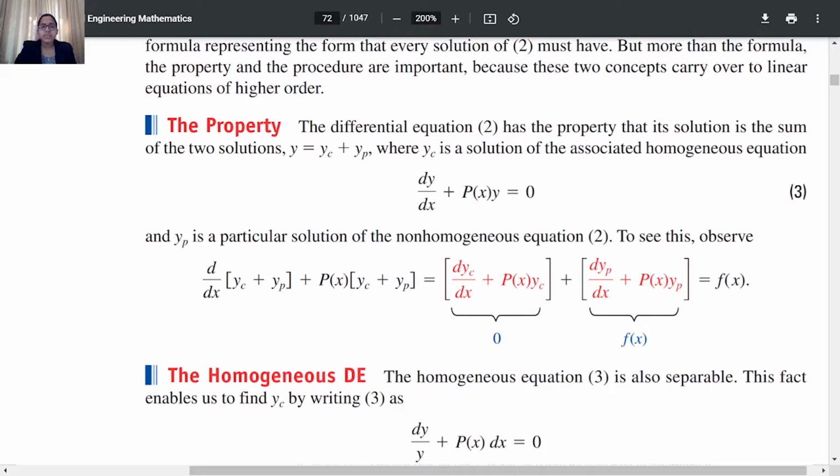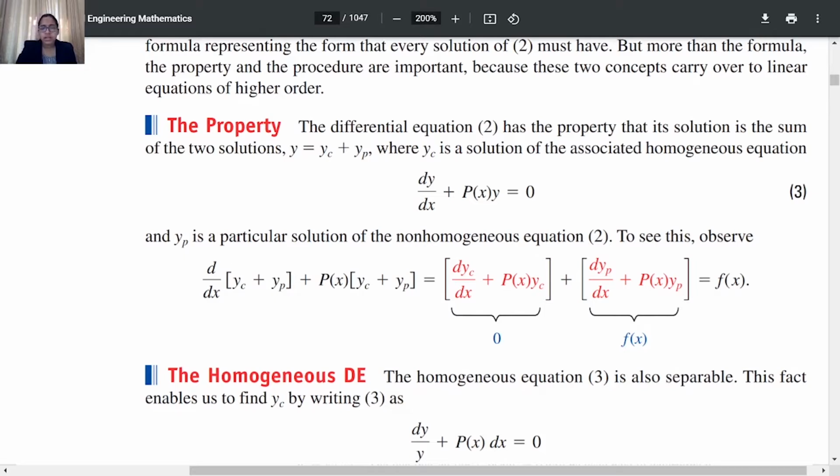So you can see if we substitute, instead of y, yc plus yp, the differential equation becomes d by dx of yc plus yp plus p of x into yc plus yp, right? We'll see whether this is f of x. So this is actually f of x itself.